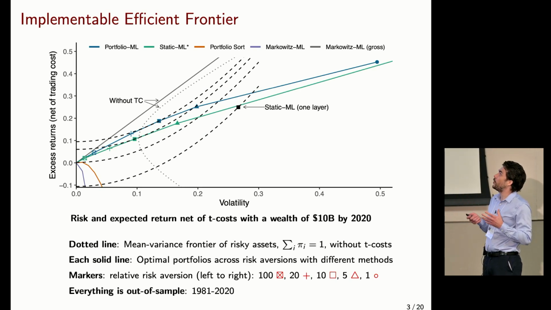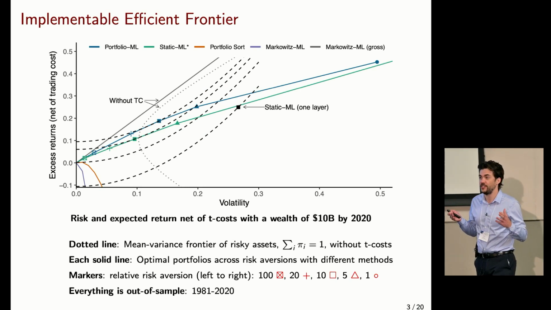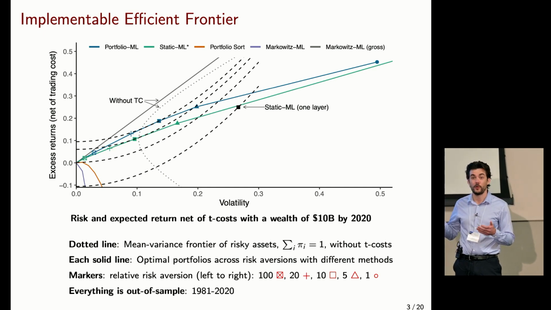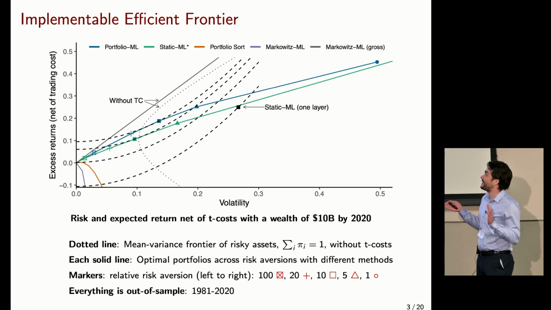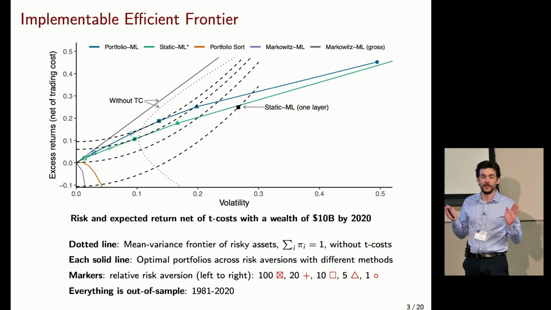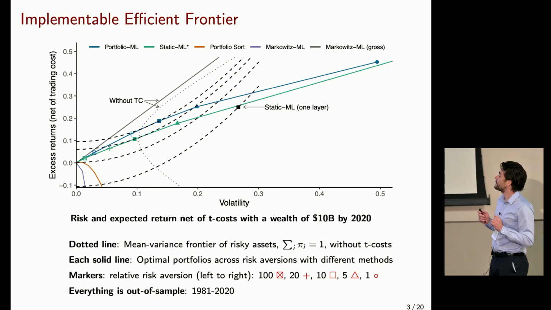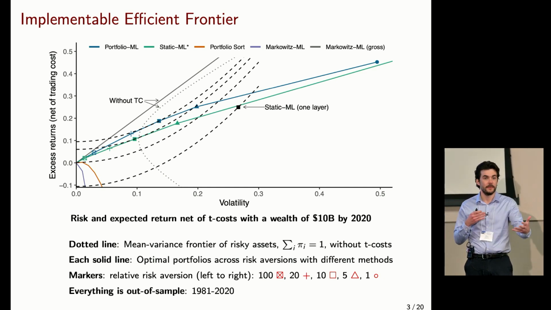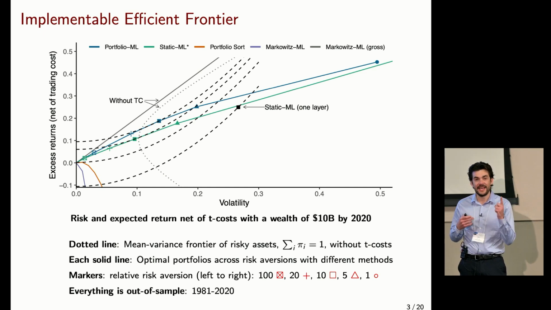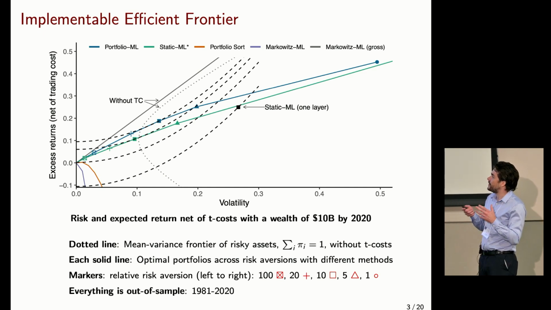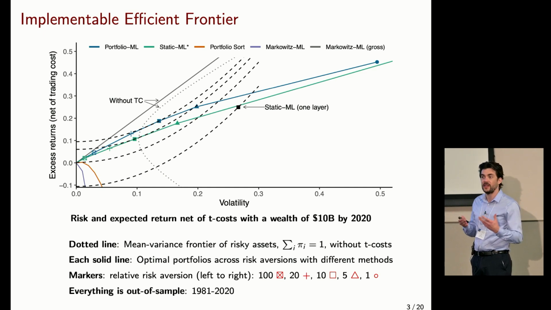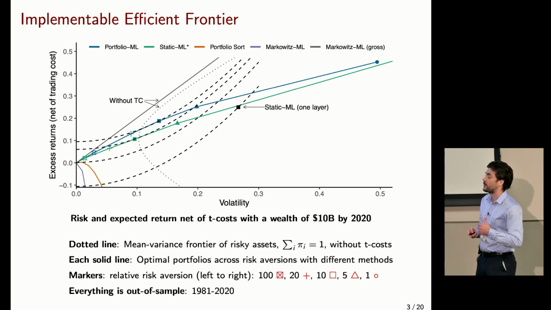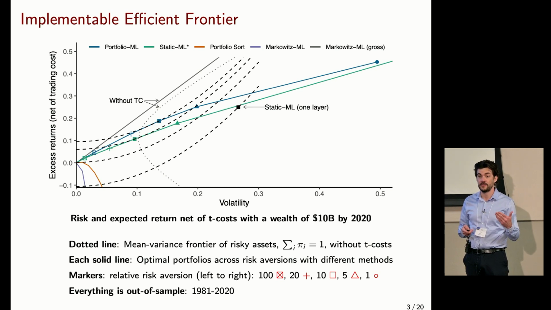So here, I want to show you the implementable efficient frontier that you could generate from different portfolio methods. And by the end of this, I'm going to sort of argue that our method is superior, but let's not go there yet. Importantly, in this paper, we consider price impact to be the primary trading cost. And as such, it's really important to think about the wealth of the investor, because larger investor will have larger price impact. So here in this plot, we look at an investor with a wealth of $10 billion by the end of 2020.